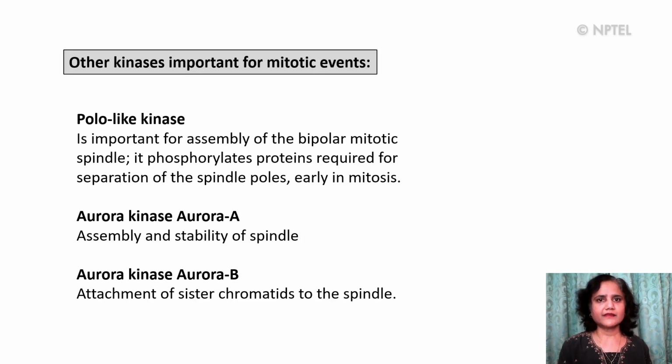The other kinases that are important for mitosis are the polo-like kinase. This is important for the assembly of the bipolar mitotic spindle. It phosphorylates proteins which are required for separation of the spindle poles early in mitosis. Aurora kinases are also important. Aurora A is important for the assembly and stability of the spindle, whereas Aurora B is important for attachment of sister chromatids to the spindle and also some other events.